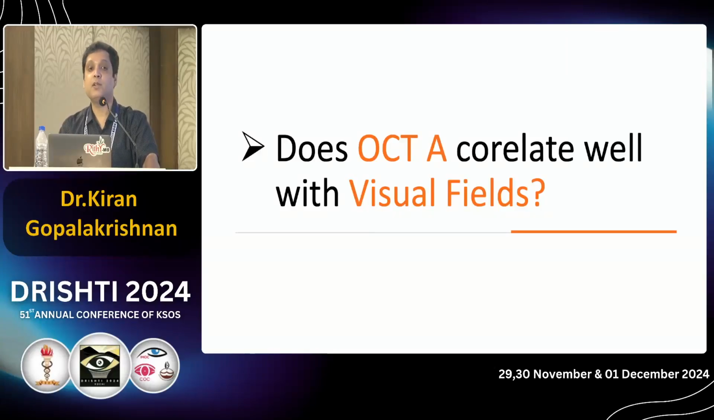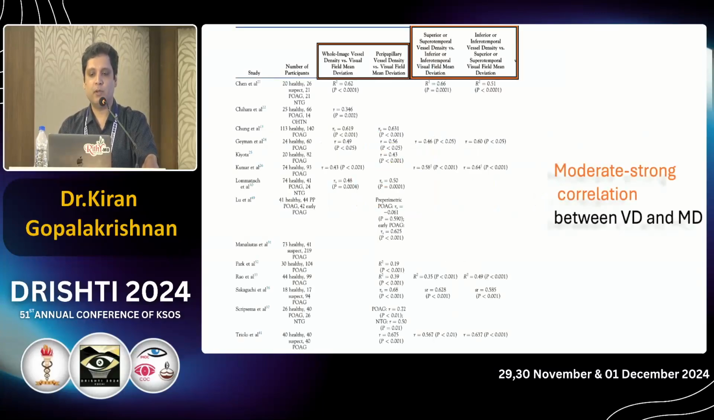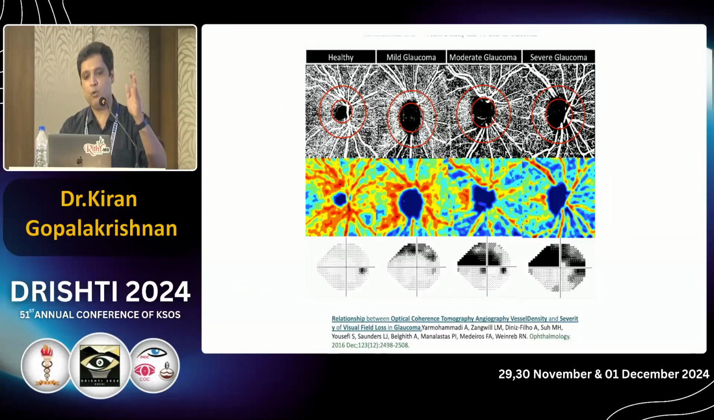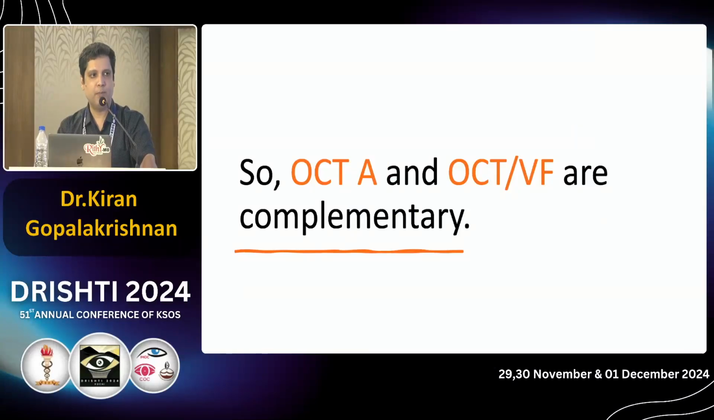And the important thing is, does OCTA correlate well with the gold standard in glaucoma, which is visual fields? Again, the answer is yes. If you look at correlation values, there is a moderate to strong correlation between vessel density and the mean defect or mean deviation which you get from your perimeter. So this is a slightly stronger correlation than we get even with structural OCT. A quick example: you find if you go from the healthy to the severe glaucoma from the left to the right, as the scotoma is increasing in your perimetry, there is a corresponding increase in loss of vasculature in the OCTA as well. So at this point, OCTA and OCT and visual fields are complementary.